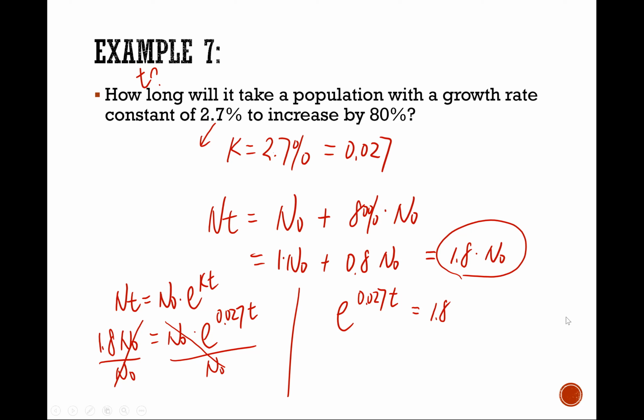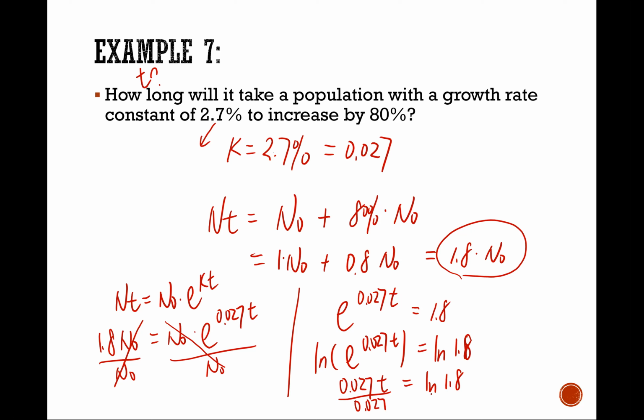And right here, again, we take ln of both sides of the equation to simplify the left side to 0.027 t. And this is ln of 1.8 on the right. Okay. And then ln and e offset each other. So we end up with 0.027 t equal to ln of 1.8. Okay. And now from there, we're just dividing both sides of the equation by 0.027. Okay, and cancel that, then time t is by itself.